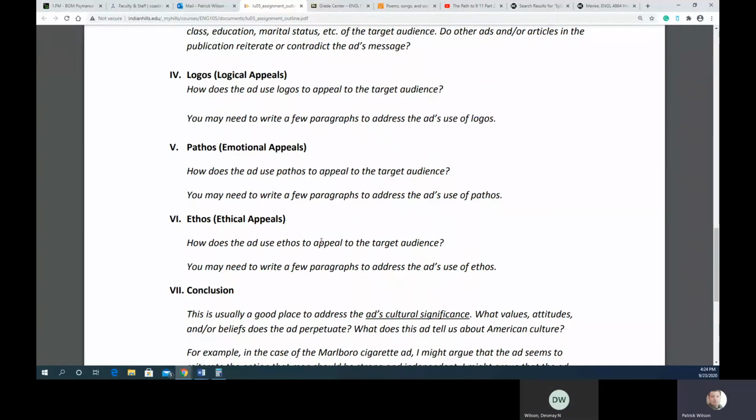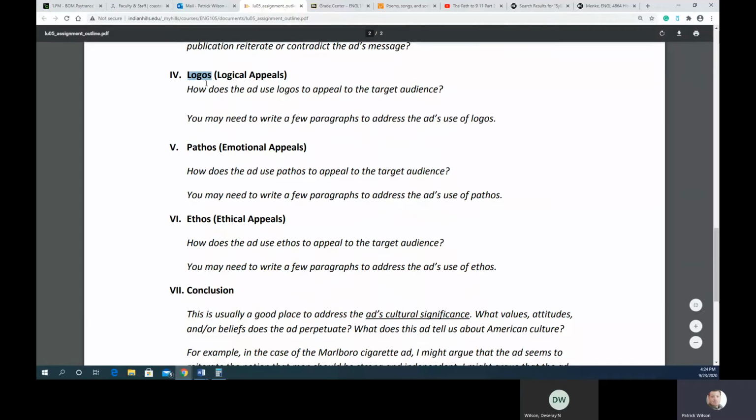You should be wrapping up with this in the next couple of days, I'm thinking. Right, because you got a good bit of your work done. It's just going back and doing that targeting and publication paragraph and then going back and really making sure. And what I mean by that is you probably want to use some of these terms, like the logos says this, the pathos is this, the ethos, because that's going to tell your reader that you're really focusing on those particular paragraphs.